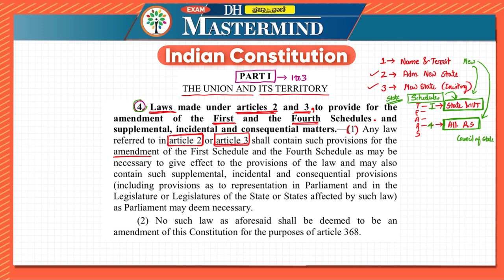So what Article 4 says is that whenever you are bringing Article 2 or Article 3, enforcing it and making changes, those changes should already have the provisions to modify Schedule 1 and Schedule 4. It should already have the changes to modify these two schedules. That is the first thing it is telling. So we'll read it out again.